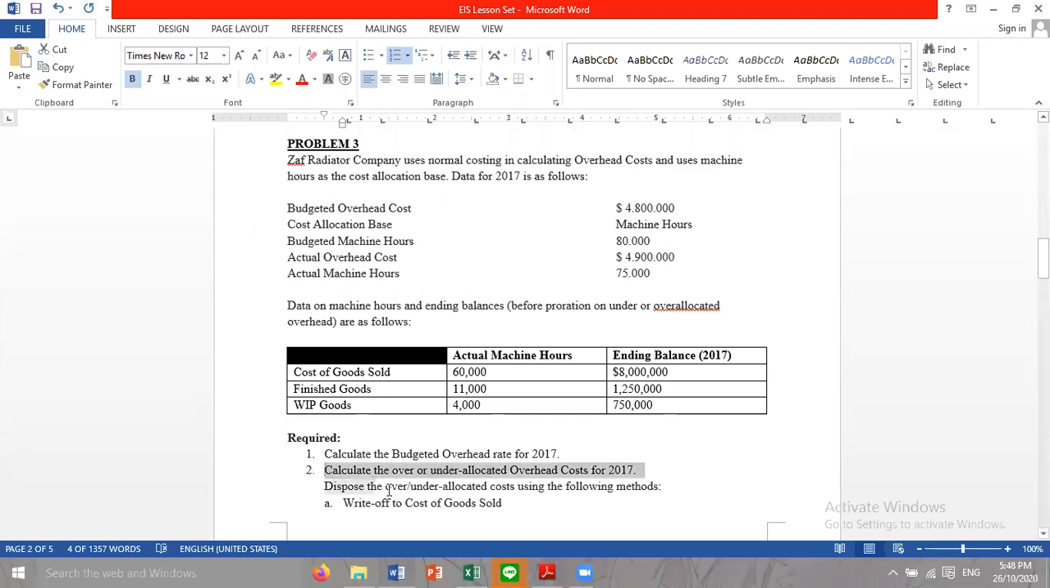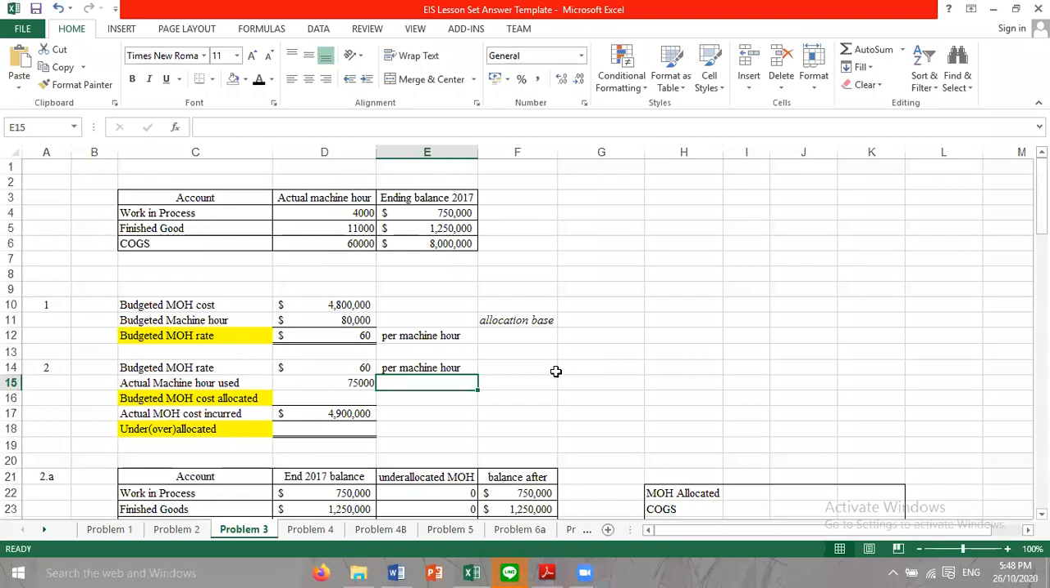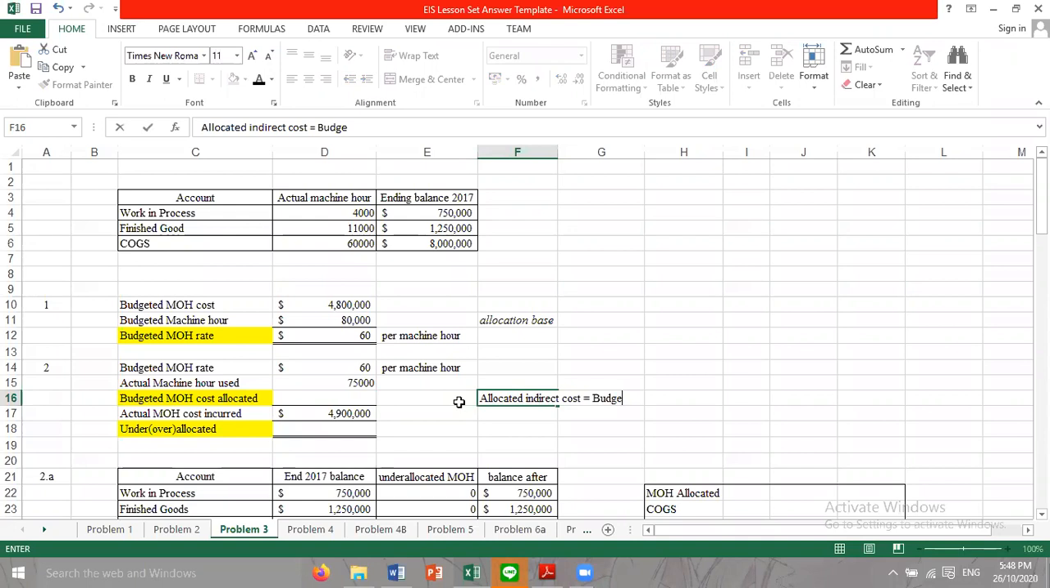Now, the next question. We're supposed to calculate the over or under allocated overhead costs. Once again, the formula for under or over allocated indirect costs is actual indirect costs minus allocated indirect costs. To find allocated indirect costs, the formula is simply the budgeted indirect cost rate multiplied by the actual quantity of the cost allocation base.